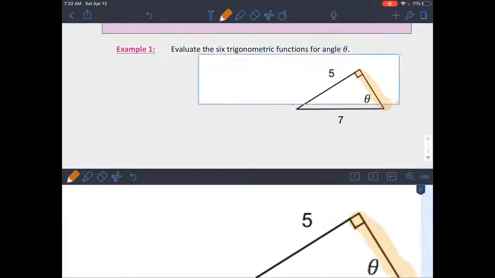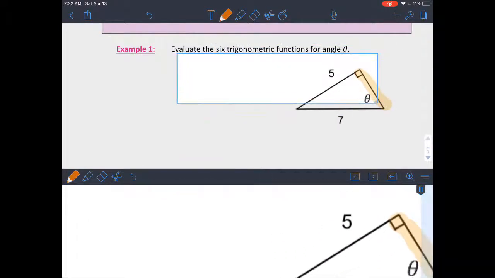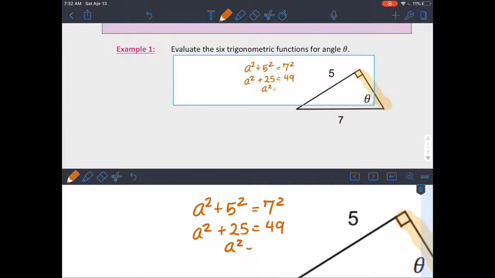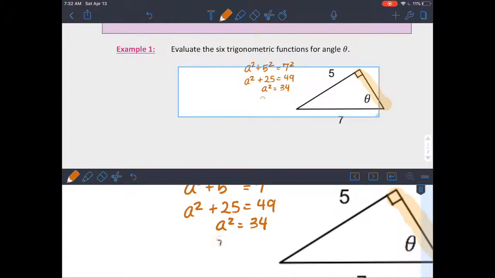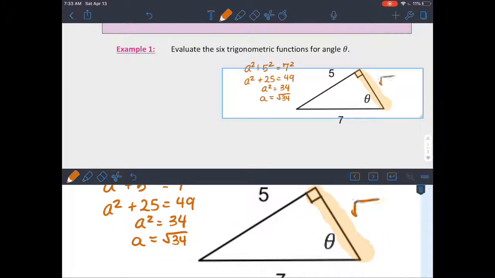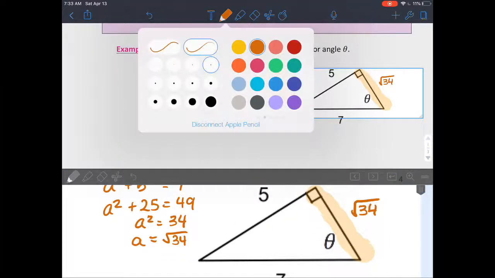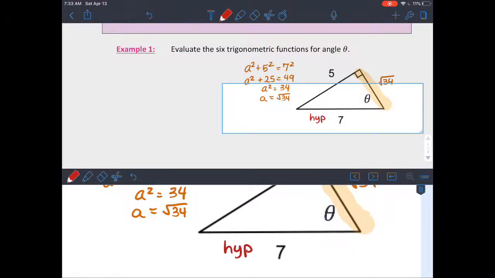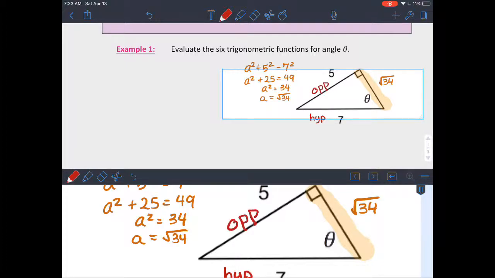So to start with on this one, we're going to go ahead and find our missing side so we can get the trig function values. So back to that Pythagorean theorem: a squared plus 5 squared equals 7 squared. Just go ahead and square 5 and 7, and you'll end up with a equals the square root of 34. Now that you know all of your side lengths in your triangle, you can just go straight to your definitions. I like to label, in relation to theta, which sides are my hypotenuse, my opposite, and my adjacent.